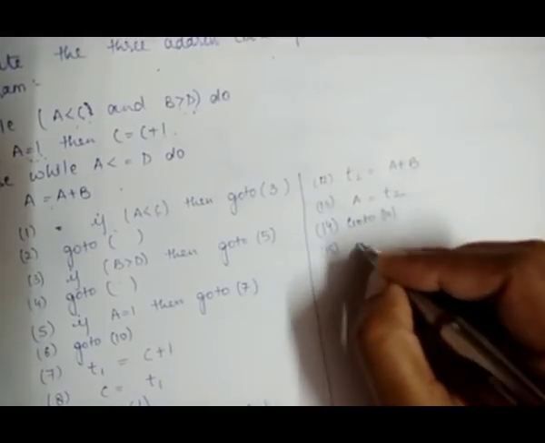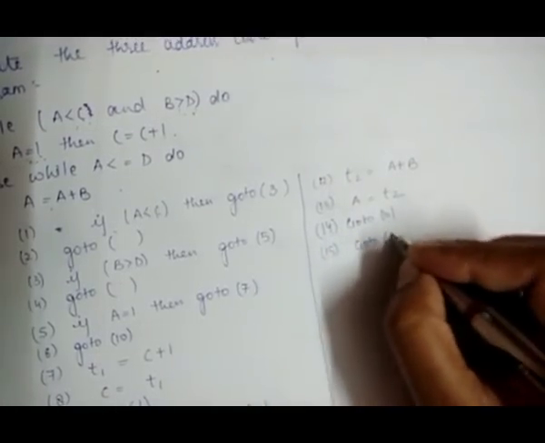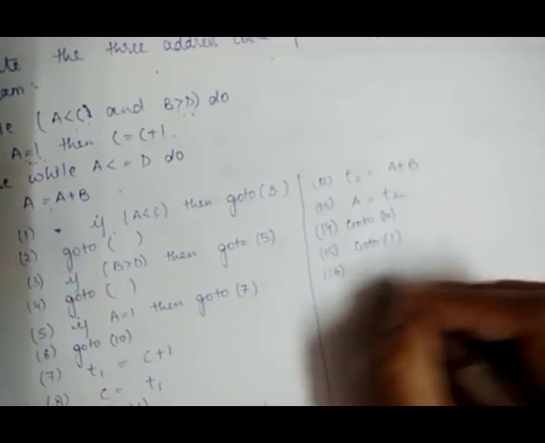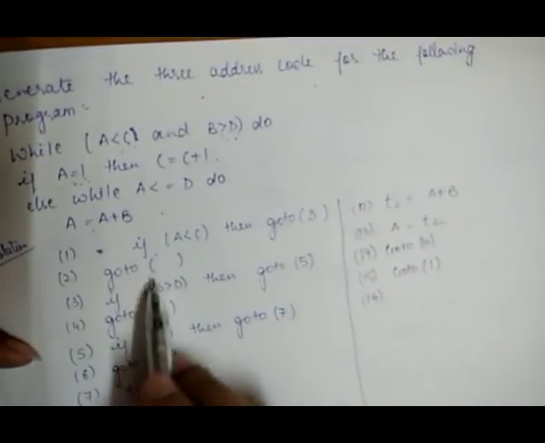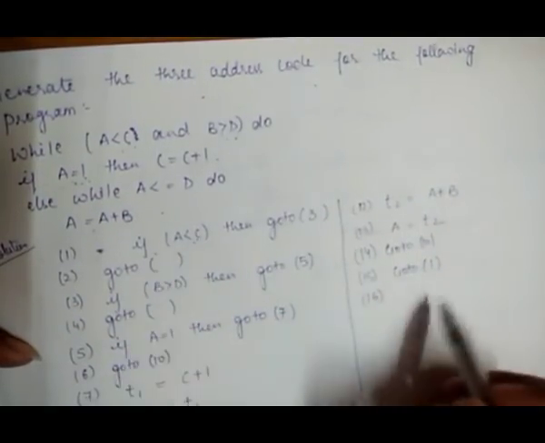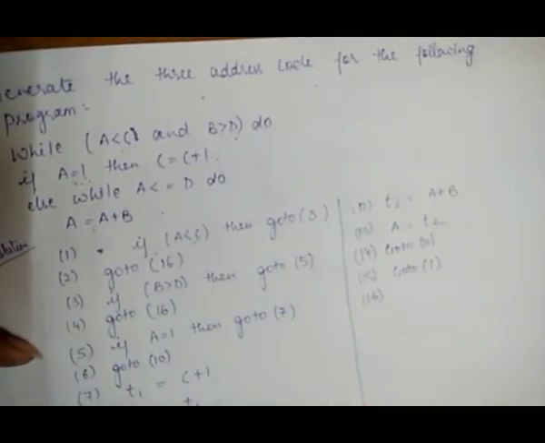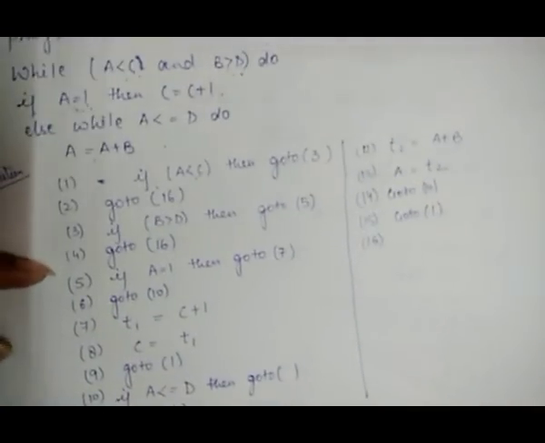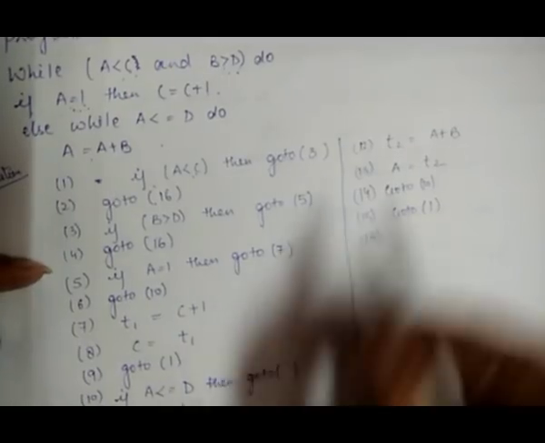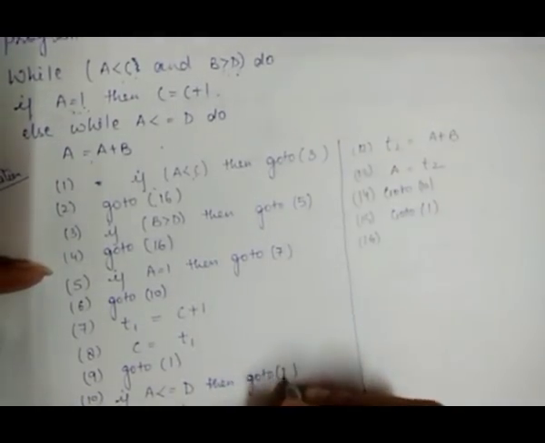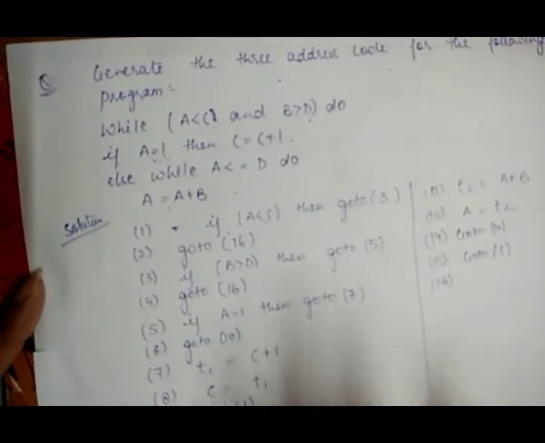And then again we check the main while part, that is 1. The 16th line is the line which comes after this. So if this condition is not true, then go to the 16th line. If this condition is again not true, then it goes to the 16th line. And at the 10th line, if it is true, then it executes the statement at the 12th line. So this is how we write the three address code for a particular program.